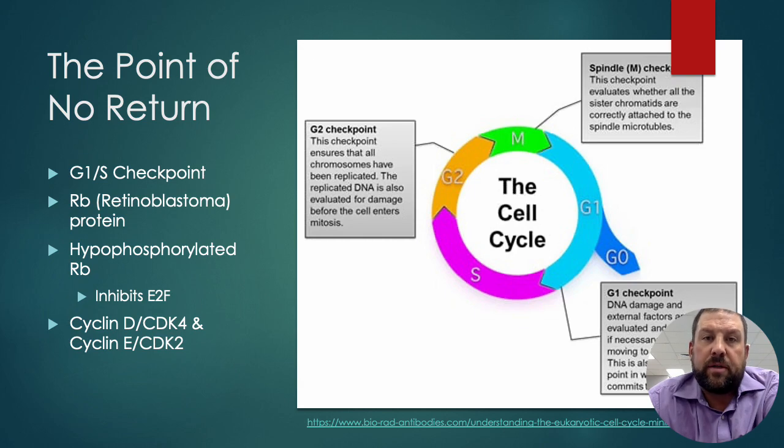E2F normally turns on genes required for DNA replication, but when RB is bound to it, E2F stays inactive. This means hypophosphorylated RB blocks the cell from starting S phase. In other words, RB holds the cell back until the right signals are present. For the cell to move forward, RB must be inactivated. This happens through phosphorylation carried out by cyclin CDK complexes.